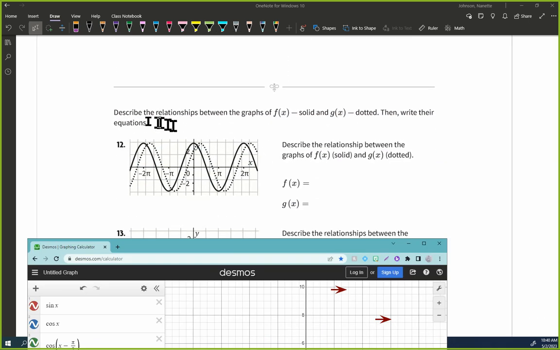So moving on to number 12, it says, describe the relationship between the graph of f of x, the solid line, and g of x, the dotted line. Now, let's look at the solid line first. Graph it. What would you name it? Would you name it as sine or cosine for number 12? Sine or cosine?